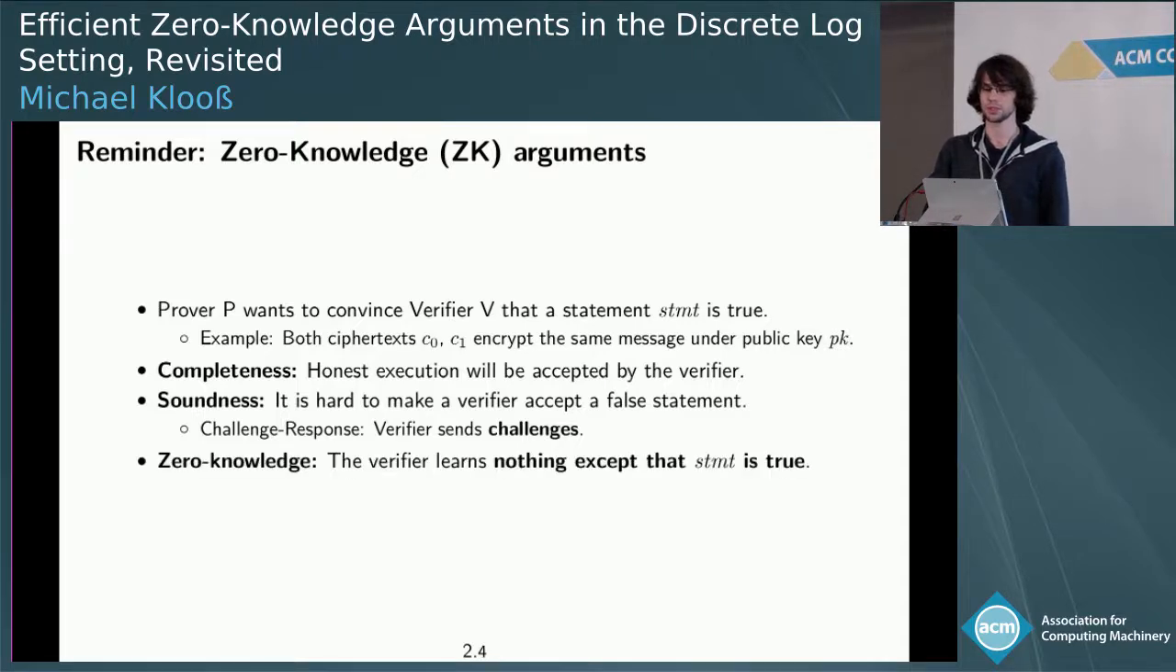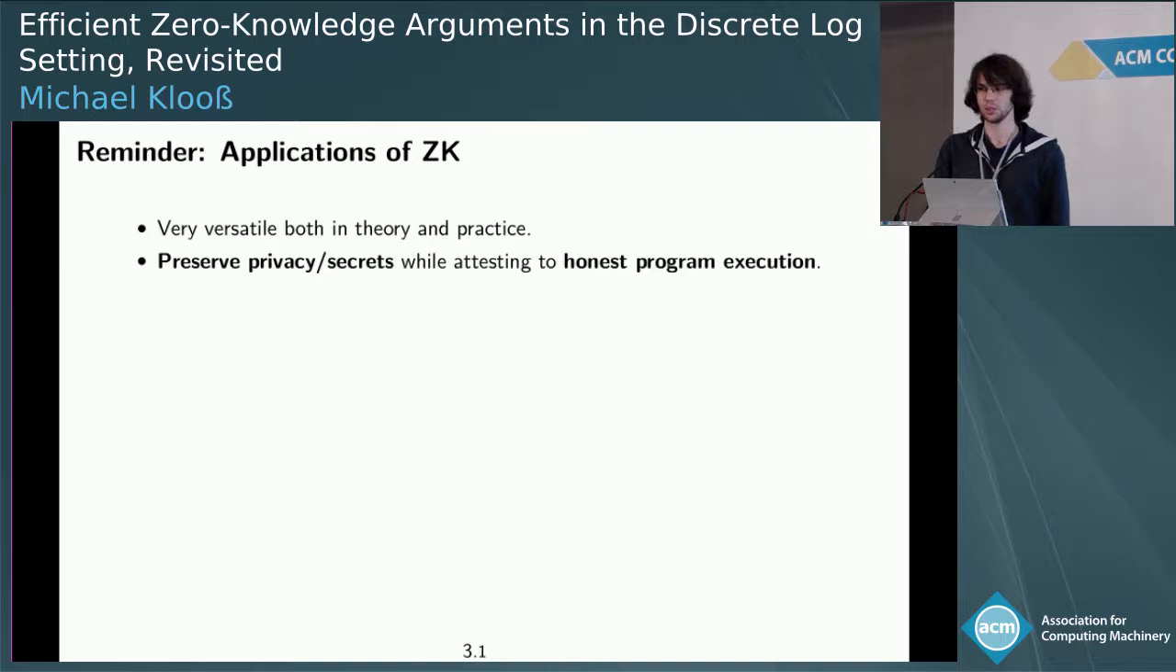And finally, we want zero knowledge, which protects the prover. It guarantees that the verifier learns nothing except the truth of the statement. So there are many applications of zero knowledge, and the main reason is that it combines two properties, namely it allows to preserve privacy and secrets while allowing to attest to honest behavior.